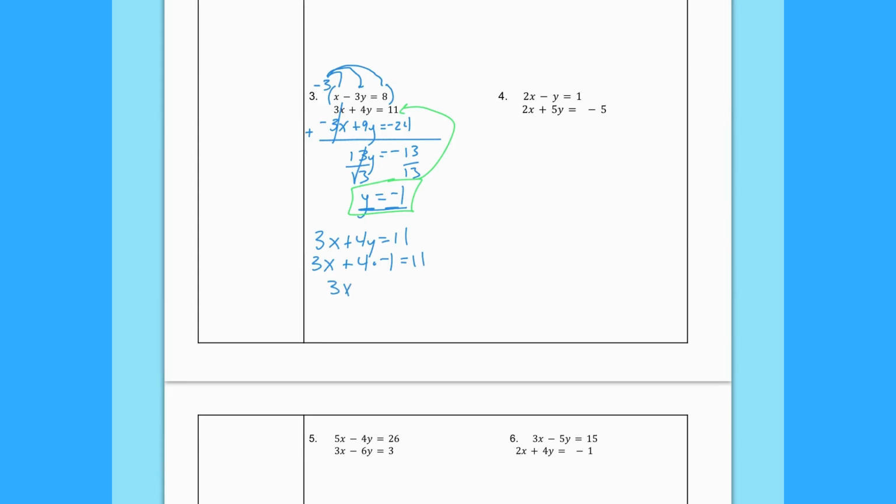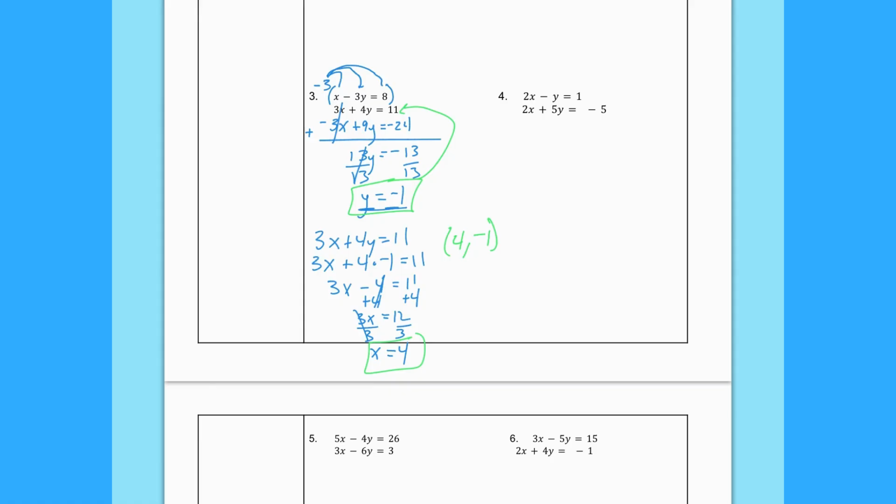So 3x, 4 times negative 1 is negative 4. We're going to add 4 to both sides. We get 3x is equal to 12. Divide. X must be 4. So there's the second part of our solution. So our solution for this one is going to be x is 4, y is negative 1.